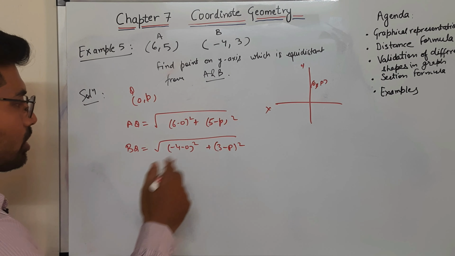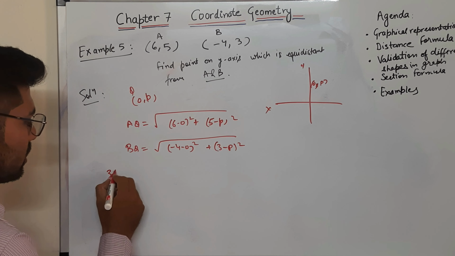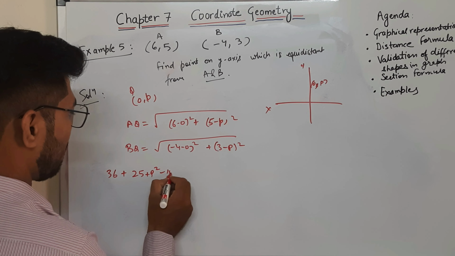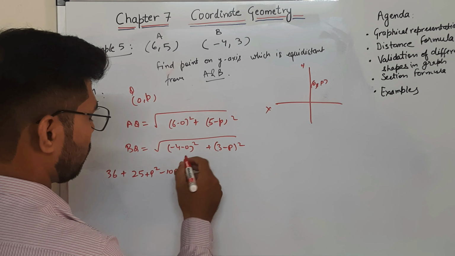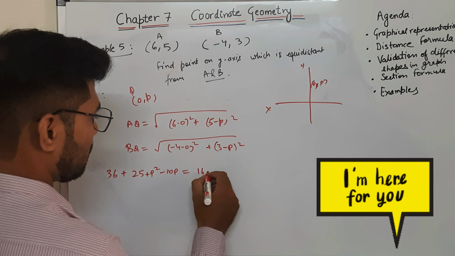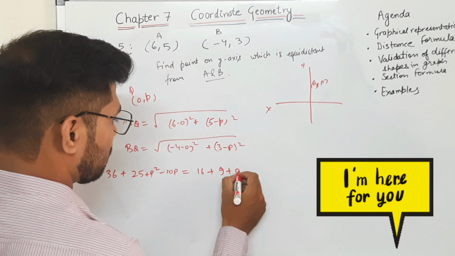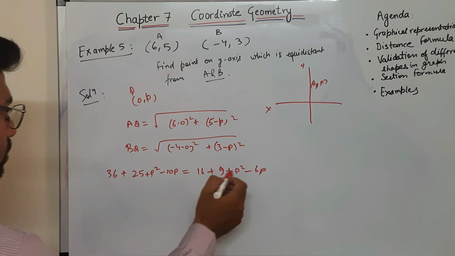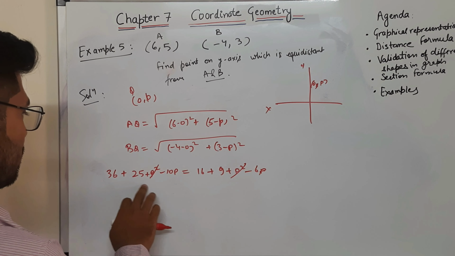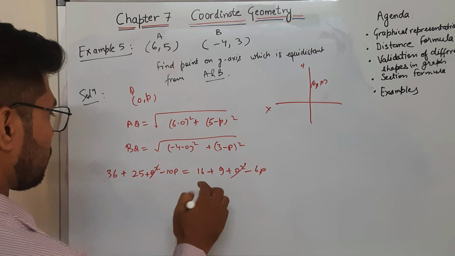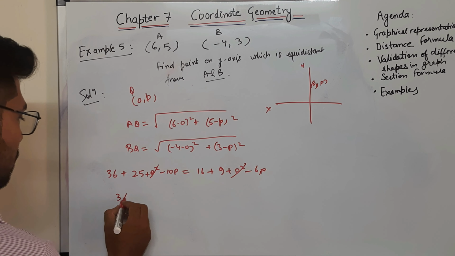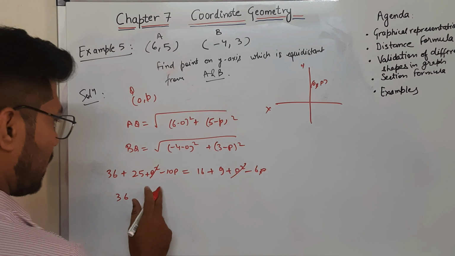This distance is the same, so just equate them. So this will be 36 plus 25 plus p square minus 10p is equal to 16 plus 9 plus p square minus 6p. Now you see, p square cancels out. 36 plus 25 and 16 plus 9, so this 25 will cancel with this 25, and we will have remaining 36 minus 10p.